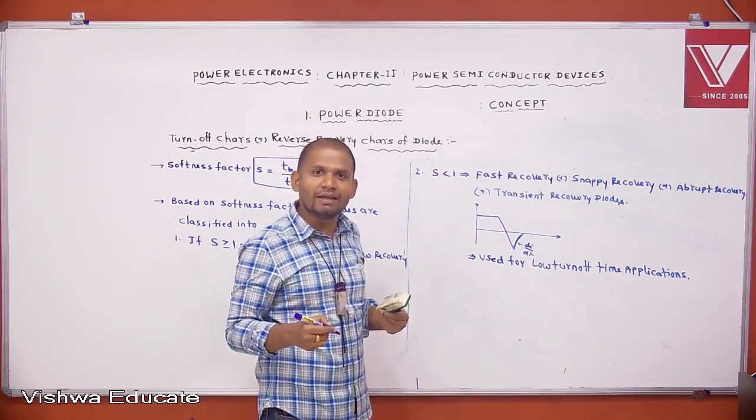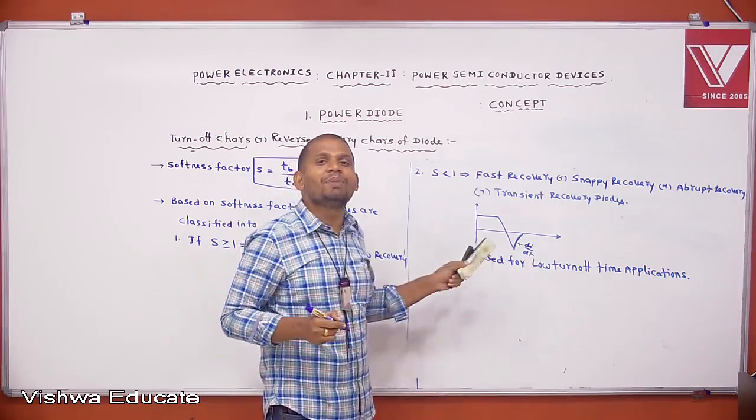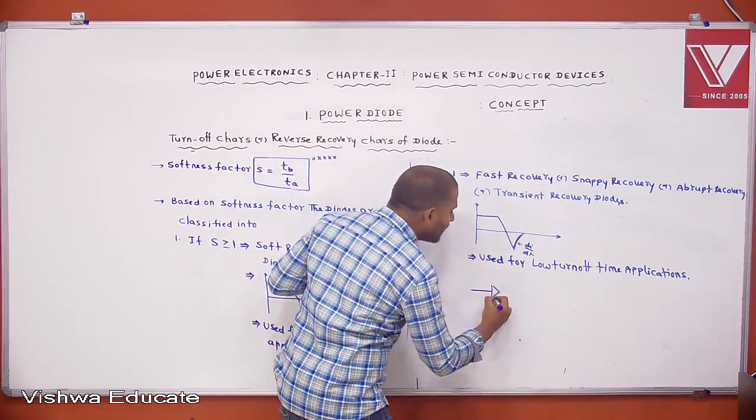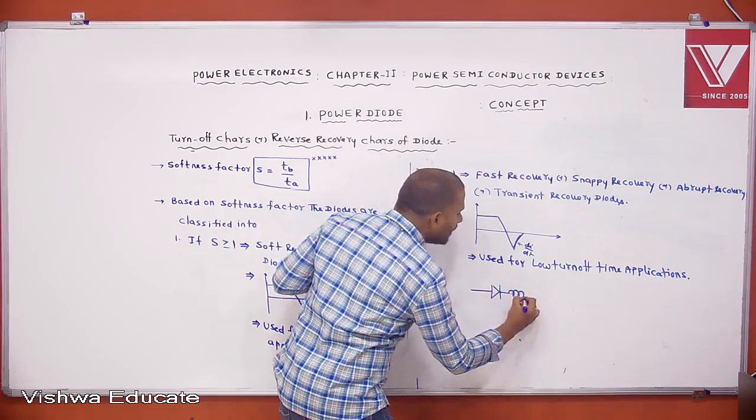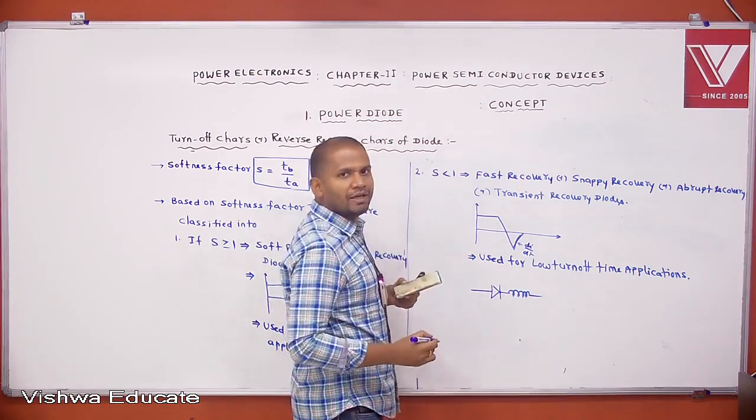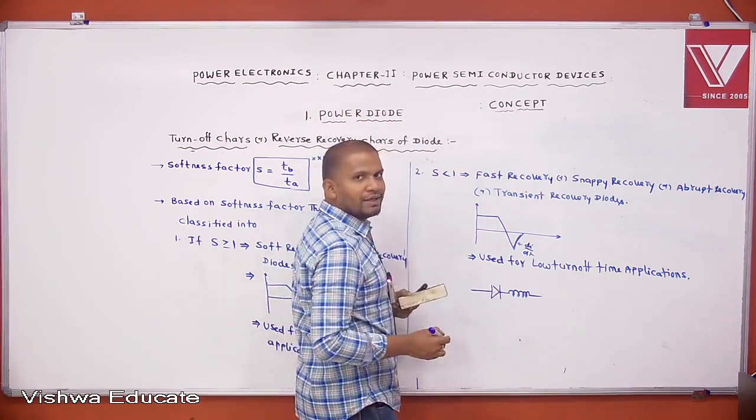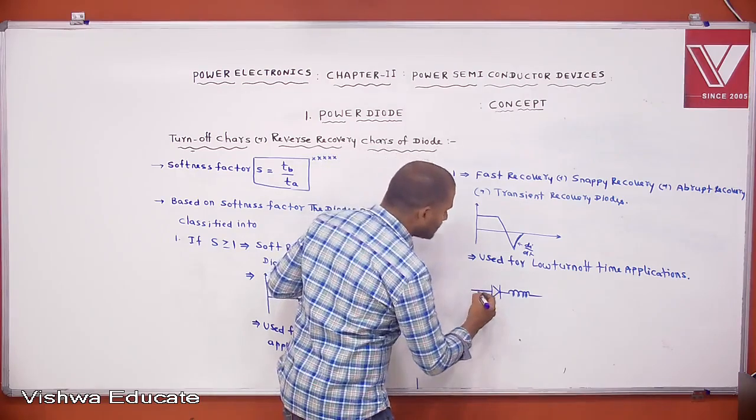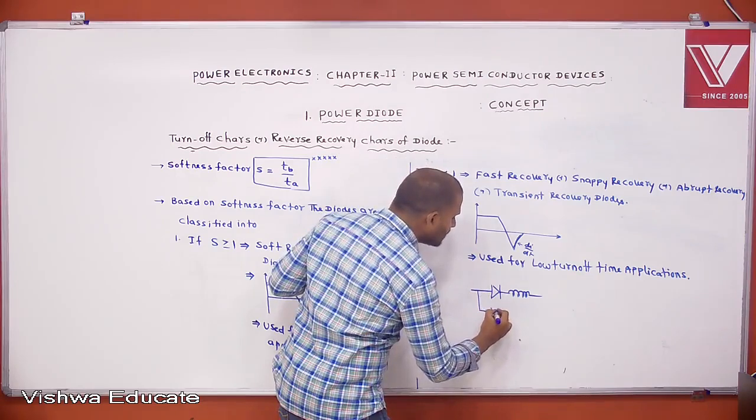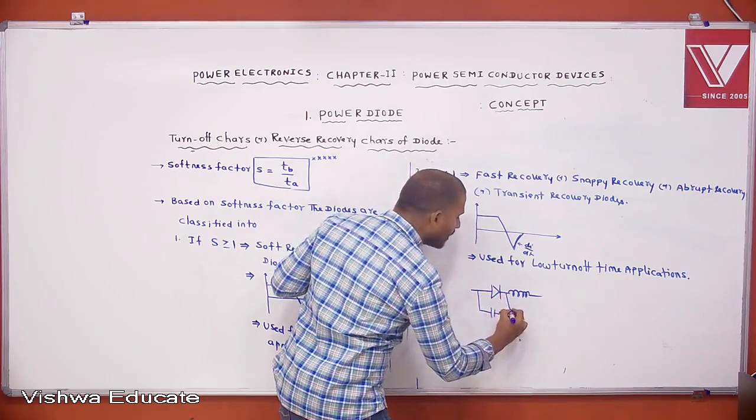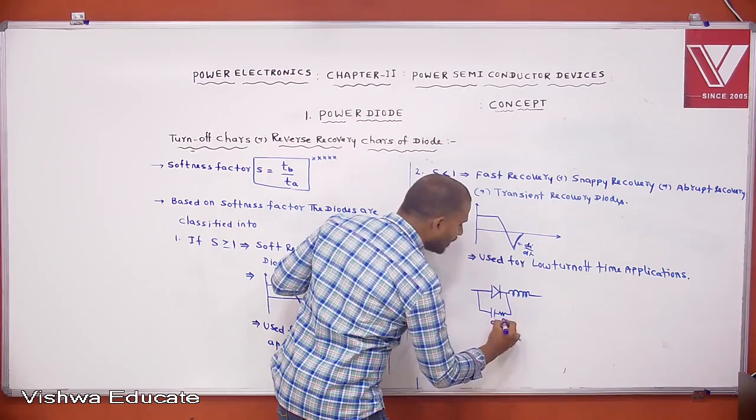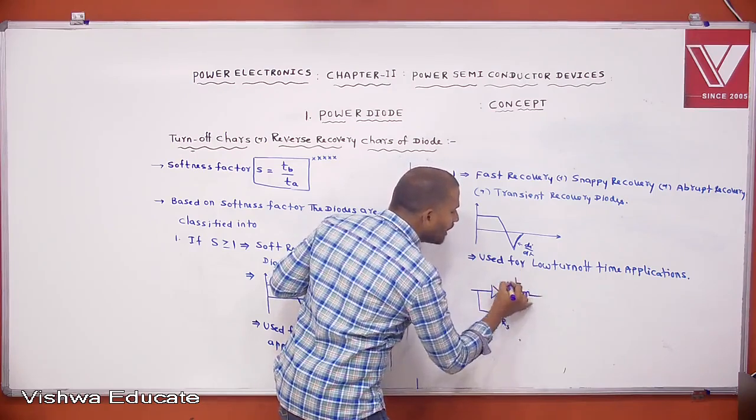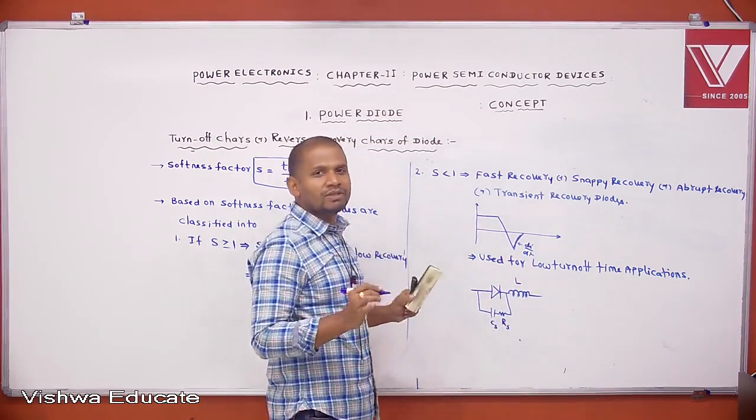Hence, practically, mainly in the case of snappy recovery diodes, in order to protect the diodes from a high rate of change of current, large di/dt, we can connect one inductor in series with the diode. We know that the inductor cannot allow a sudden change of current. We also connect one capacitor and resistance in parallel with the diode. This is Cs and this is Rs. This RC combination is called the snubber circuit, and this is called the L snubber circuit. We will see in detail about this snubber circuit later on.